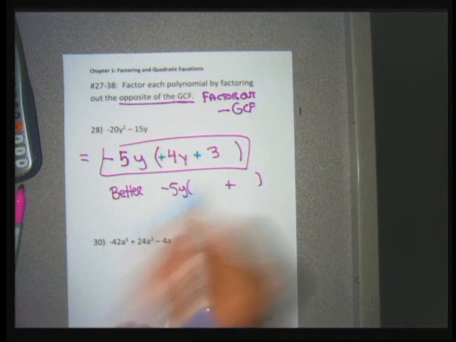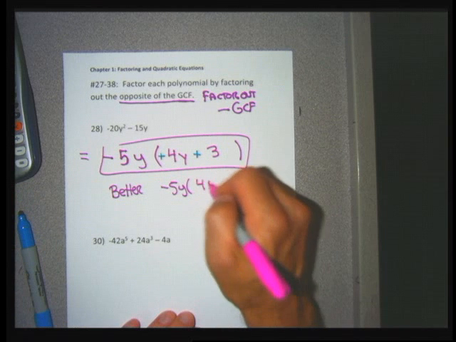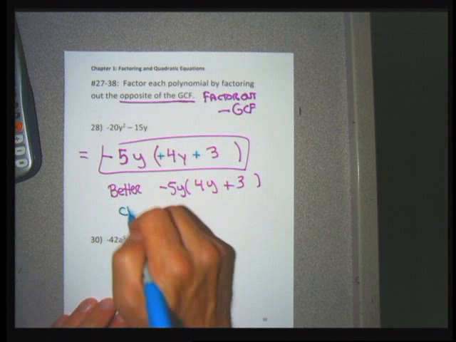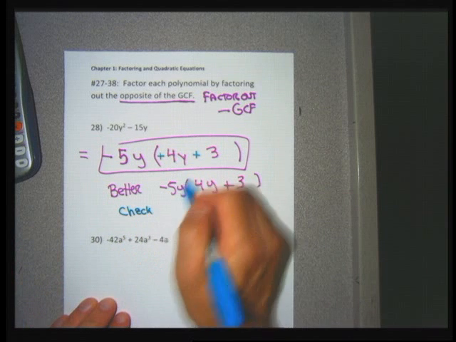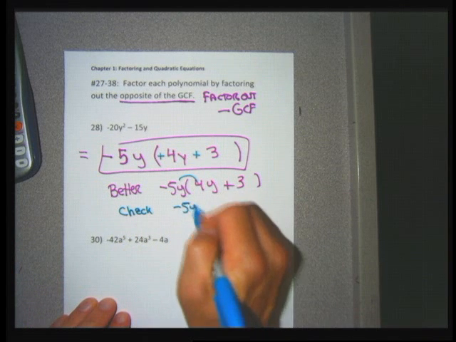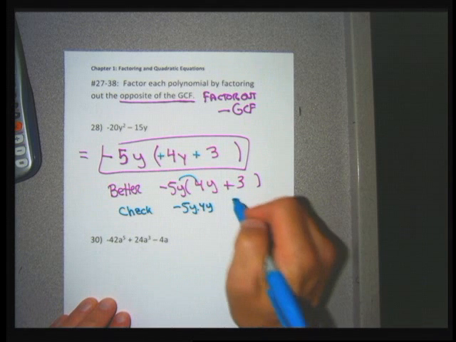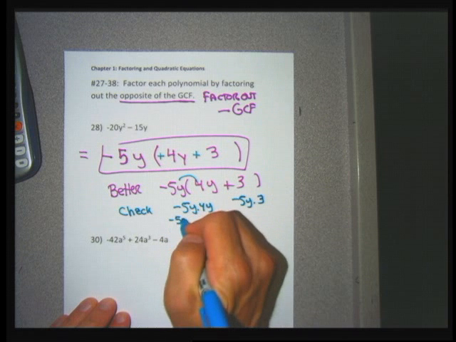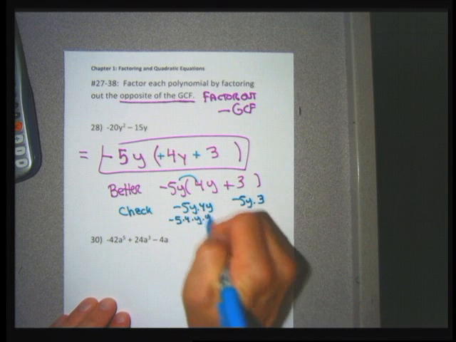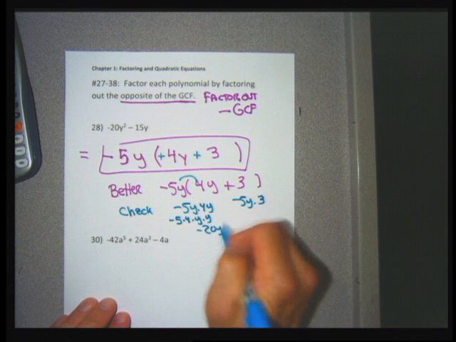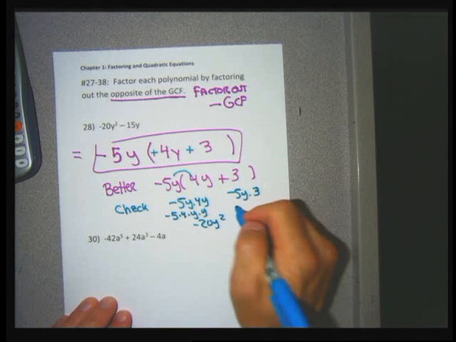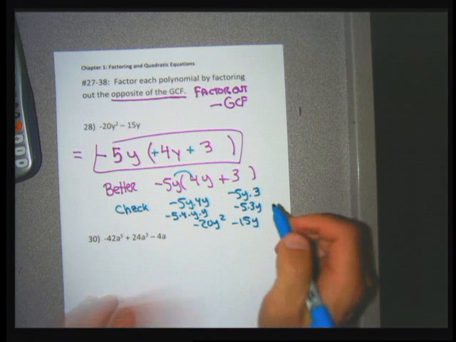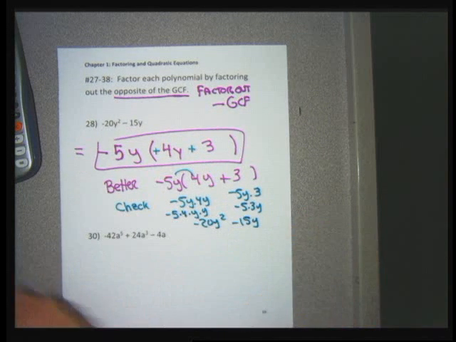So to check this, it'd be better if I would have written this. That plus sign looks silly there. So to check this, I'll go -5y times 4y and -5y times 3. The first multiplication, you go -5 times 4 times y, which is -20y squared. The second multiplication, you go -5 times 3 times y, and you get -15y. And since that's the original problem, I feel good about this.